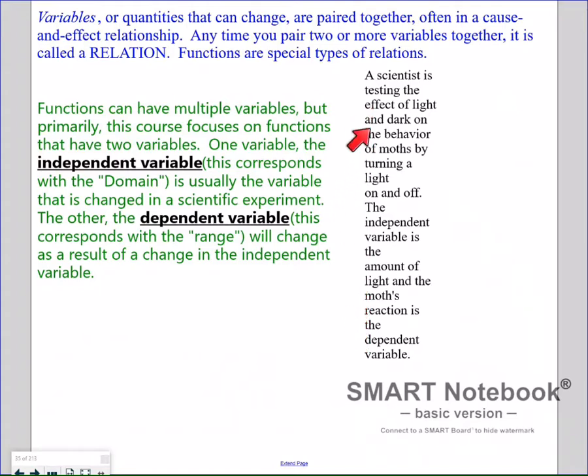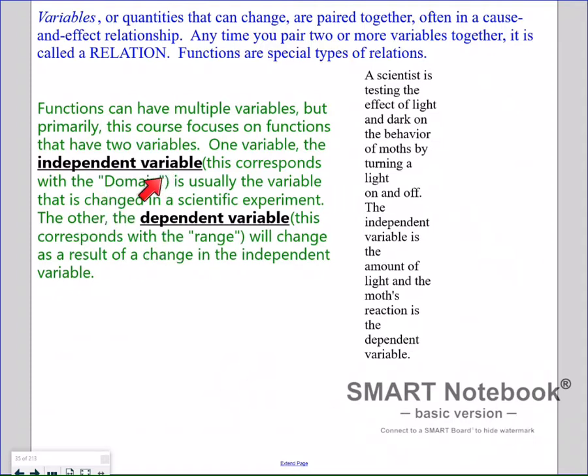So that can be quantifiable, a reaction as a number of wing flaps per minute, we'll say. Another quantifiable variable would be the intensity of the light that's shown on those moths. So the independent variable, again, intensity of light. The dependent variable is going to be the speed at which the moth's wings flap as a result of that light.